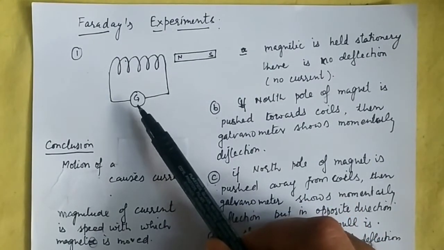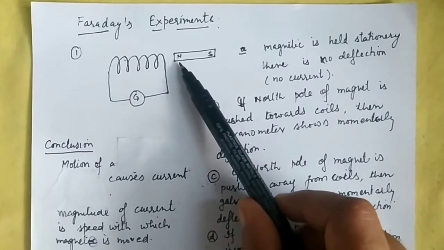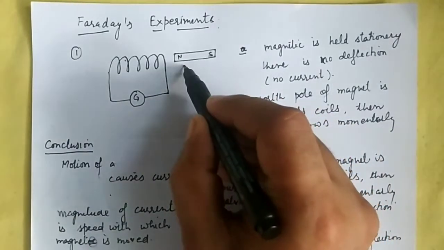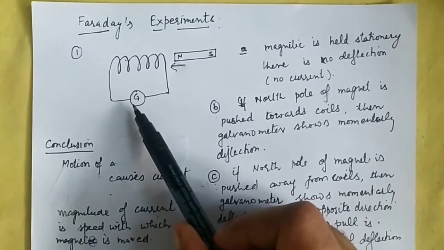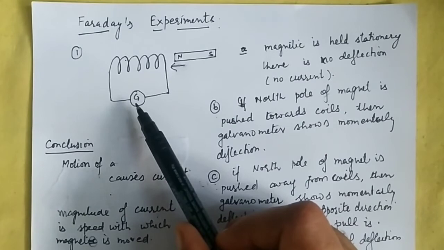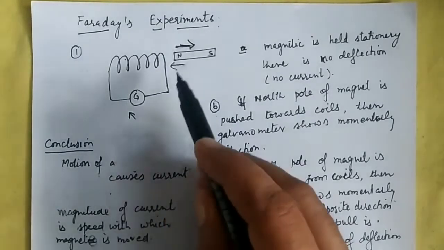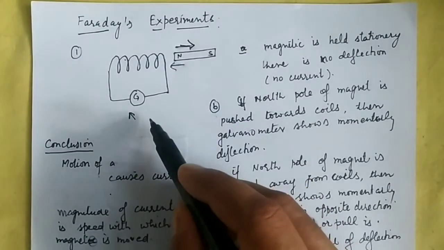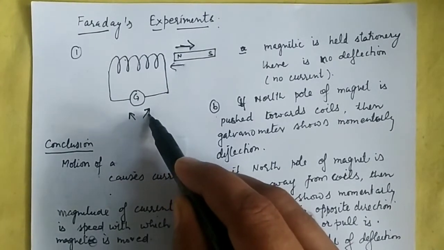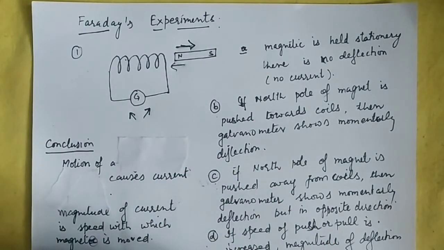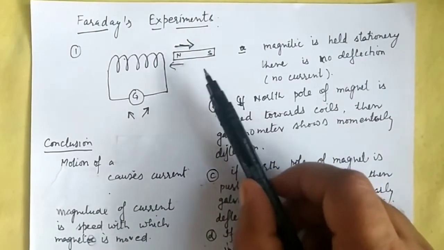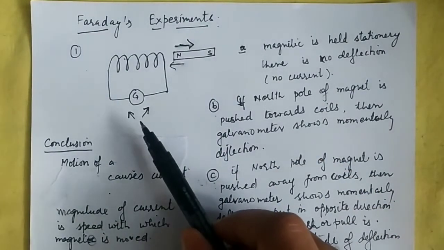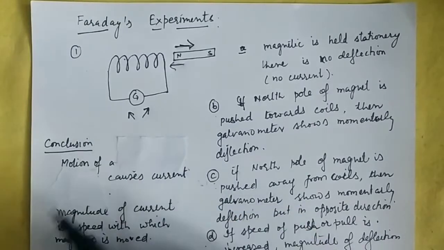In the second case, if the north pole of this magnet is pushed towards the coils, then the galvanometer shows a momentary deflection in this direction, and if you pull it away from the coils, the galvanometer shows a deflection in the opposite direction. The last observation is that if we increase the speed of push and pull, the magnitude of the deflection is also enhanced.